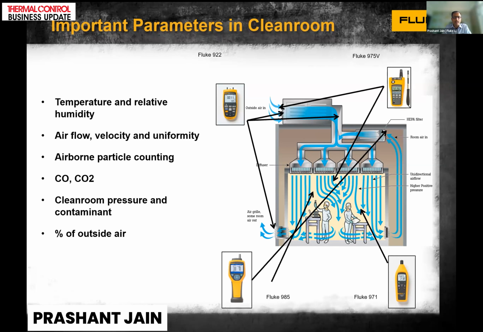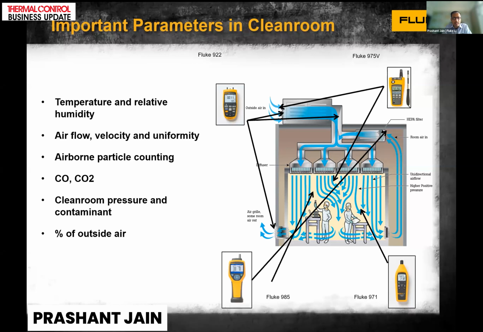CO and CO2 are two other parameters which are very vital for the overall health of a building and the occupants. Then in clean rooms, we have to make sure that clean rooms are positively pressurized, meaning inside pressure is always more than the outside so that dirty air cannot come in. And to run our air conditioning system, the HVAC system, properly, we also need to monitor the percentage of outside air. If we do not take outside air and keep on circulating inside air, then of course the CO2 will build up. And if we are taking too much outside air, then the cost of cleaning and cooling the air becomes very high.